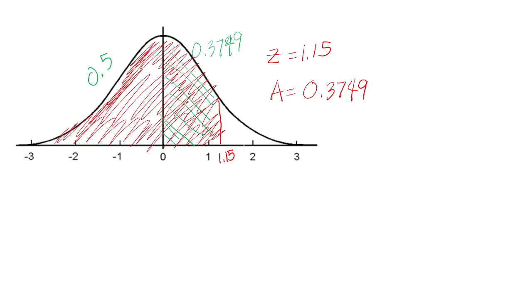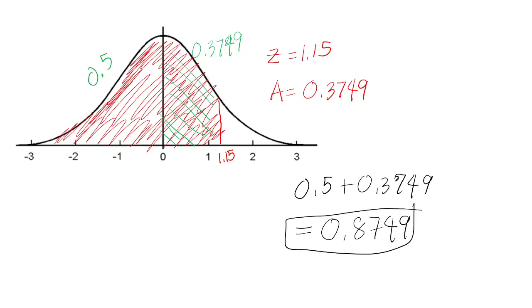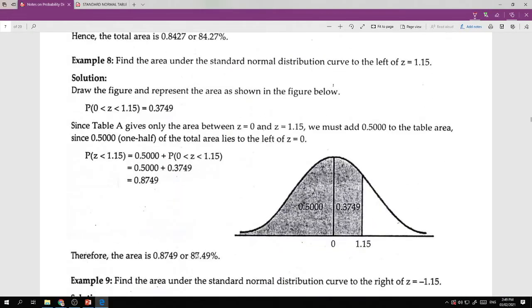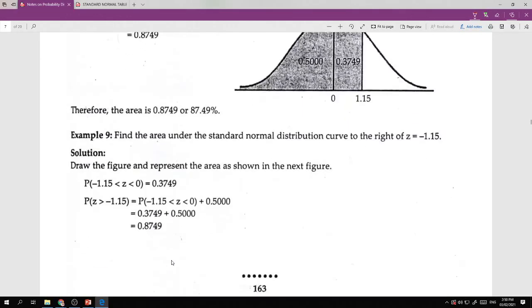So what are you going to do with 0.5 and 0.3749? You will be adding the two. So I'm going to have 0.5 plus 0.3749. And how much is our answer? This is now the area of the shaded part. That's 87.49 or 0.8749.